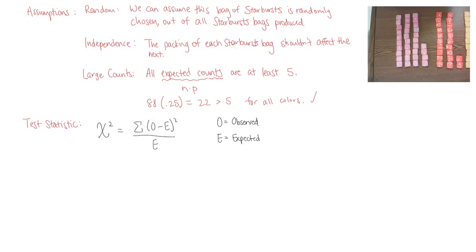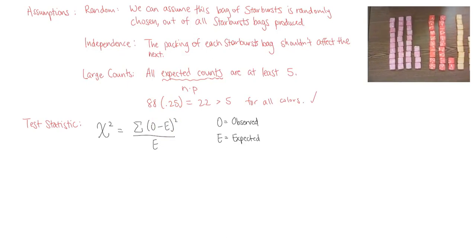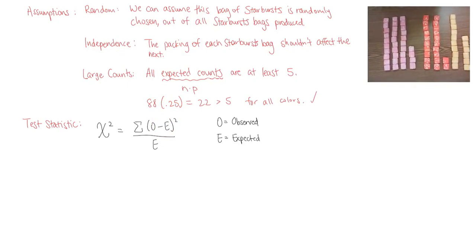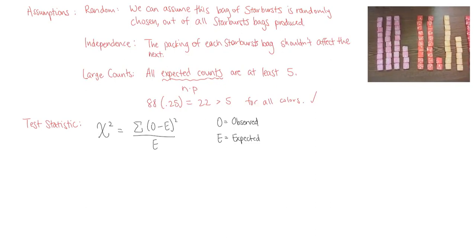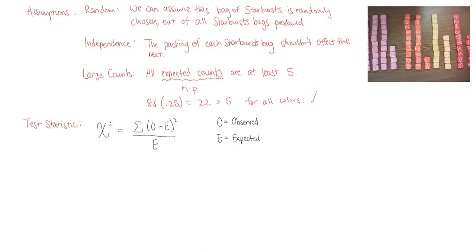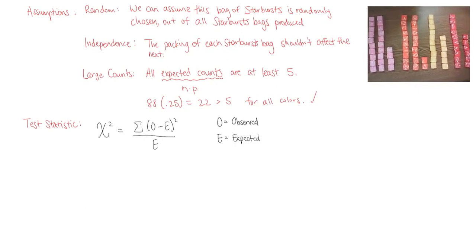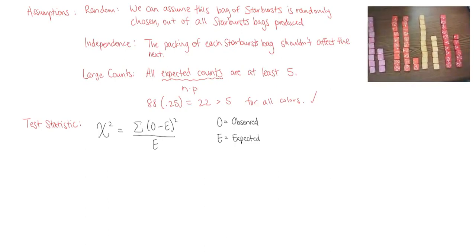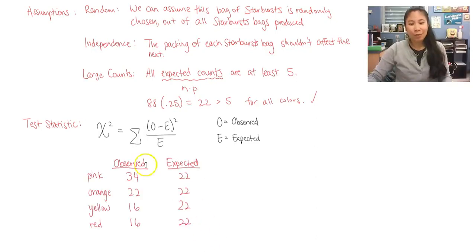So in order to count all these, I have organized these by color and stacked them in tens. So it looks like for pinks, there are 34, oranges, there's 22, yellows is 16, and red is 16 as well. Alright, so I've listed my observed and my expected numbers here.